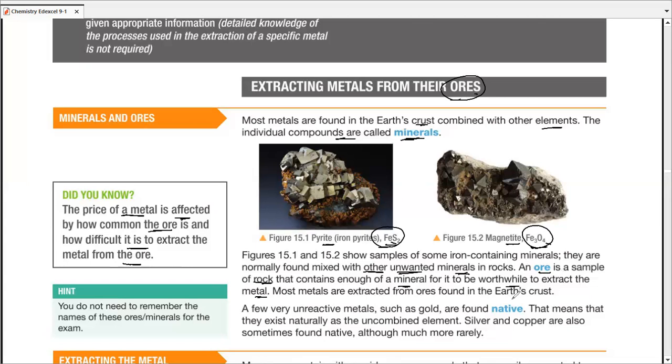All right. But most of the metals are usually taken out of Earth's crust. A very few unreactive metals, we can add to the list copper, silver, gold, and platinum, are usually found native. Native means that they exist naturally as an uncombined element, which means gold with the symbol Au exists as Au, not an oxide, not a chloride, not a sulfide, the gold itself. Silver and copper are also sometimes found native, although much more rarely, which means copper would be found in other forms as well.